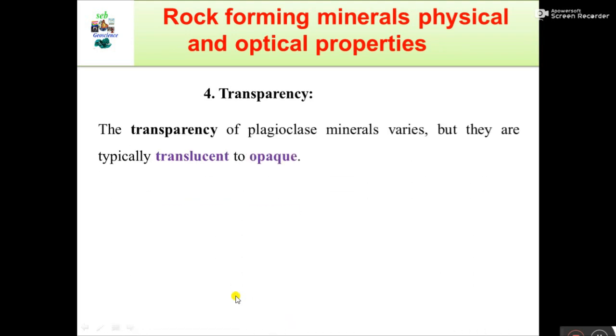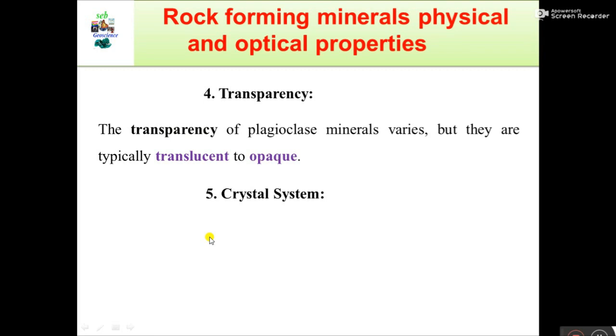The fourth is transparency. The transparency of plagioclase varies, but they are typically translucent to opaque. Opaque is due to impurity. When the impurity is absent, the transparency of plagioclase becomes translucent. So there are two types of transparency: opaque due to impurity, whereas translucent is the absence of impurity, or pure plagioclase. That shows translucent transparency.